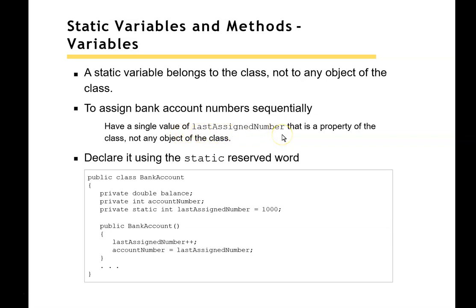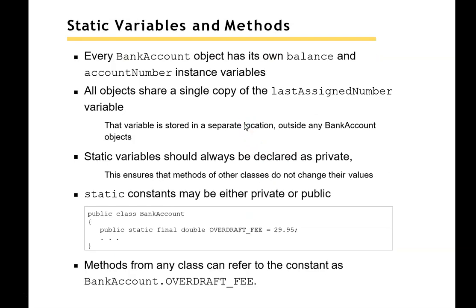To assign bank account numbers sequentially, we would have a single last assigned number property of the class. So we declare it using the static reserved word. Every time we create a new object instance, we increment last assigned number, and then we can use it anywhere within the class. Every bank account has its own balance and account number, but they have a single copy of last assigned number to share between all of them.